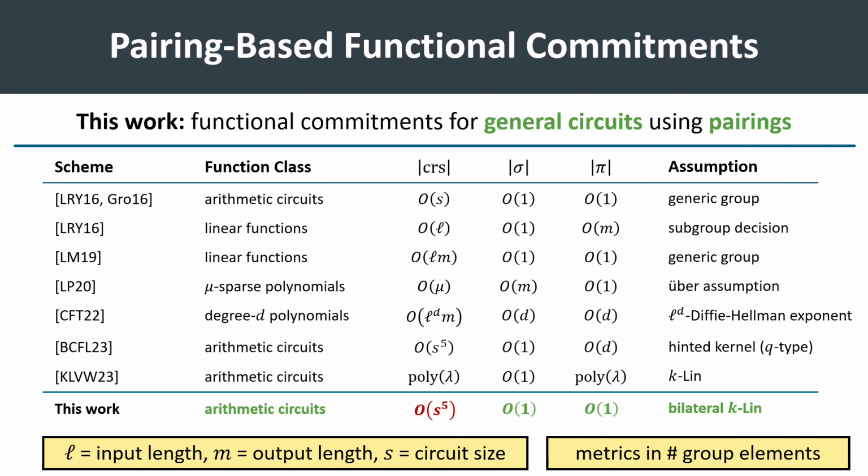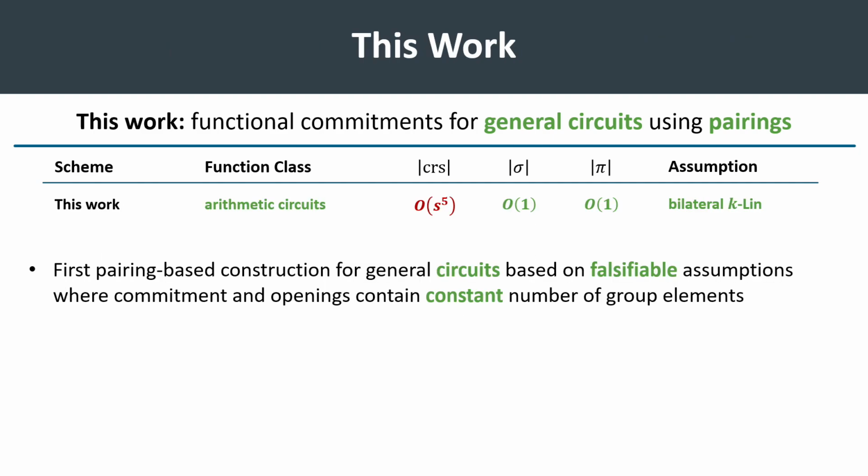It has a larger common reference string, which scales with the fifth power of the size of the circuit. And in terms of assumptions, it's based on a standard bilateral k-linear assumption, essentially the assertion that the k-Lin assumption holds when the challenge is encoded in both of the source groups.